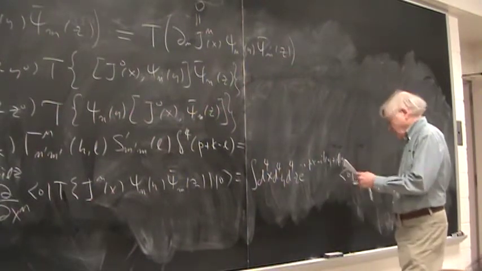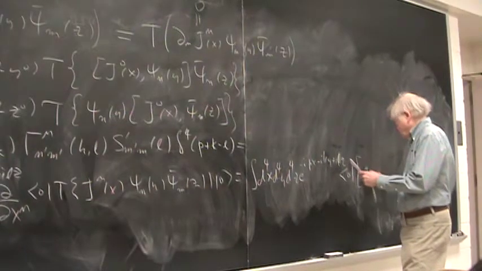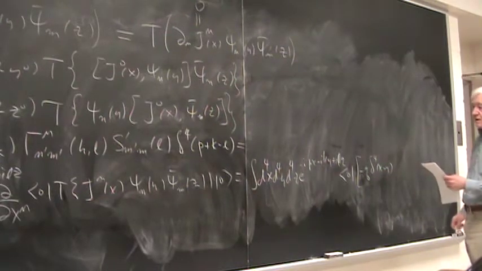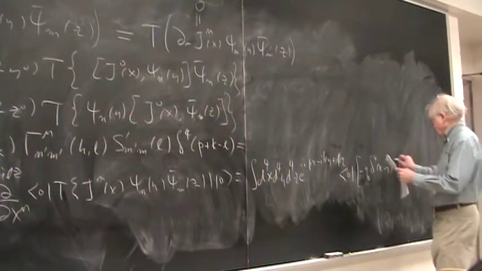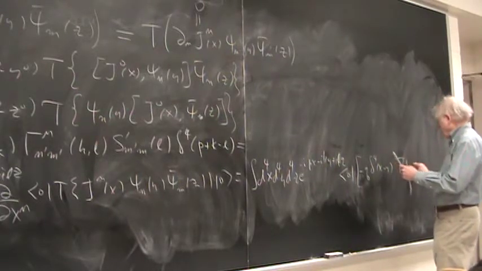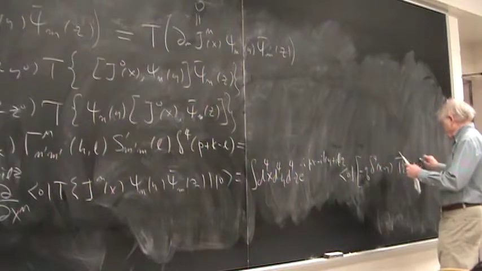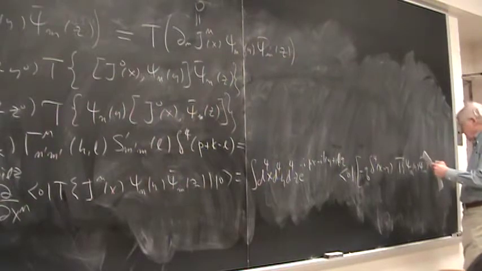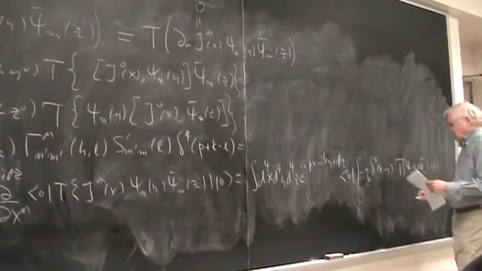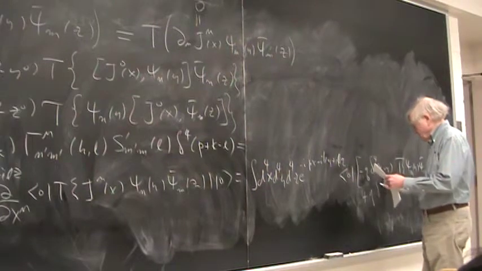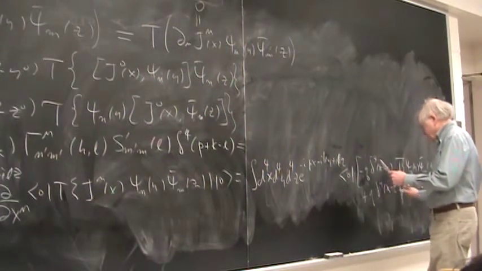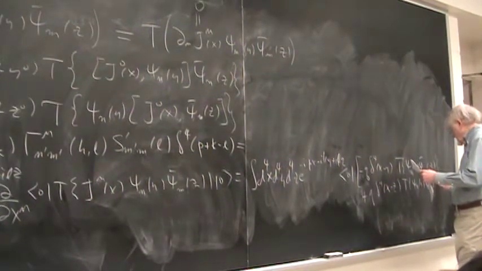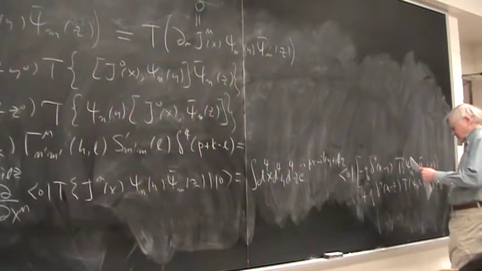Times the vacuum, and then big parentheses: minus q δ⁴(x − y) time-ordered product of ψ_m(y) ψ̄_m(z), plus q δ⁴(x − z) time-ordered product ψ_n(y) ψ̄_n(z). So these are the factors that are going.